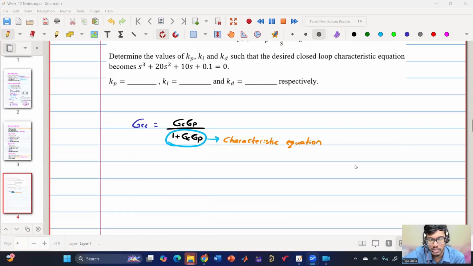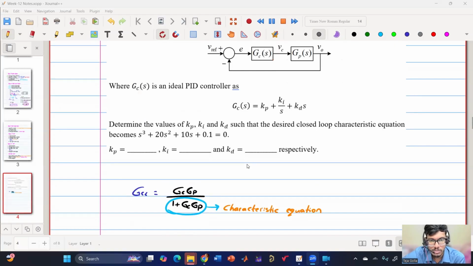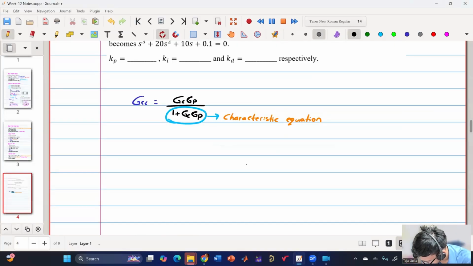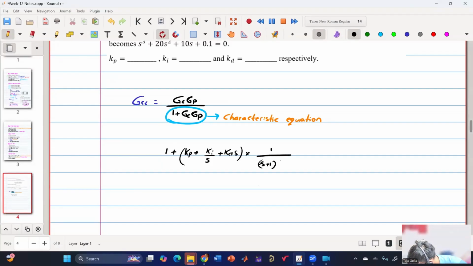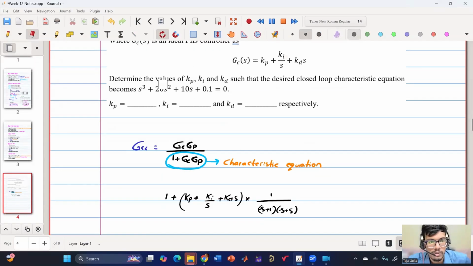So first we need to get the characteristic equation, which is the denominator of the closed loop transfer function. And the characteristic equation is 1 plus GC into GP. So let us calculate 1 plus GC into GP. GC is Kp plus Ki by S plus KdS. And then GP I have given as 1 by (S plus 1) into (S plus 5). So this is the characteristic equation.